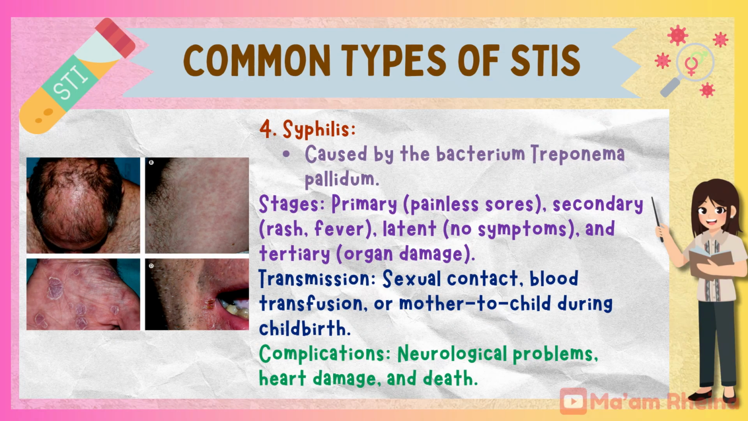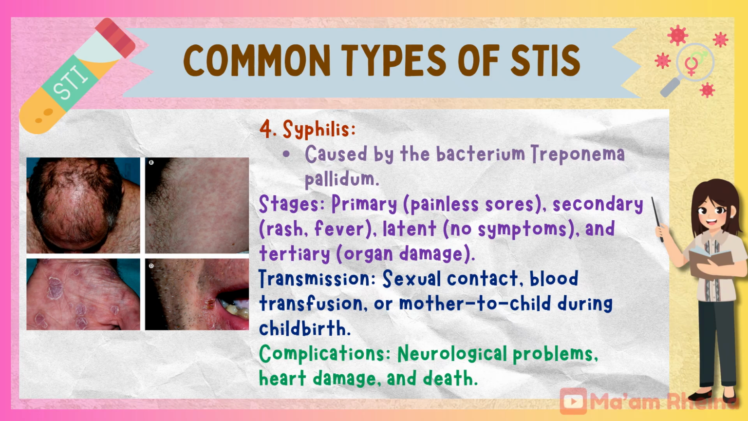4. Syphilis. Causative agent: Treponema pallidum, a bacterium. Symptoms by stage: primary, a painless sore, chancre. Secondary: rash, fever, swollen lymph nodes. Latent: no symptoms. Tertiary: organ and nerve damage, blindness, even death.